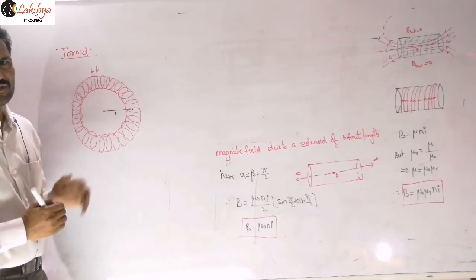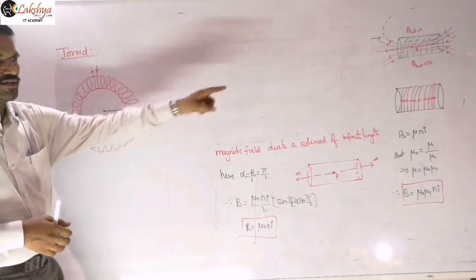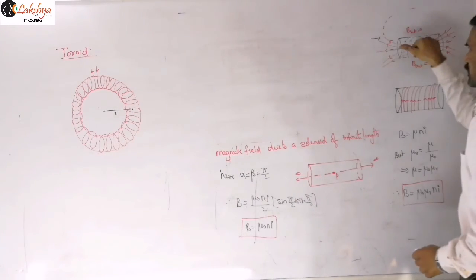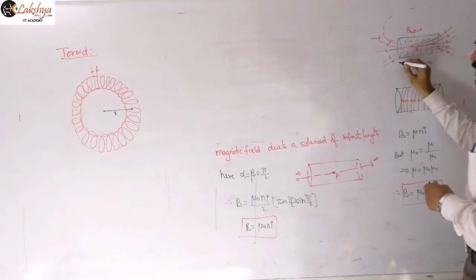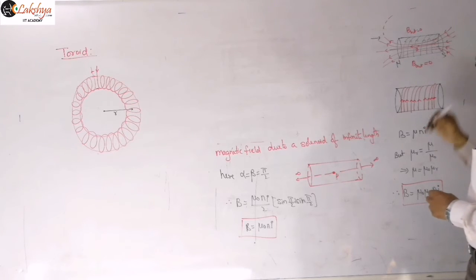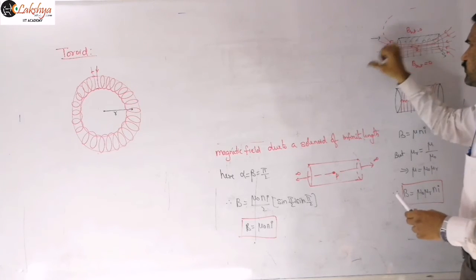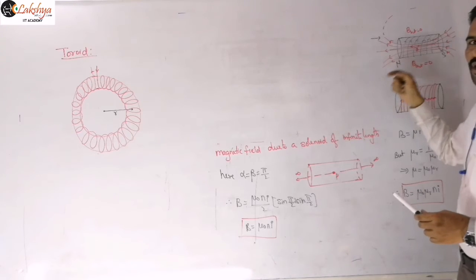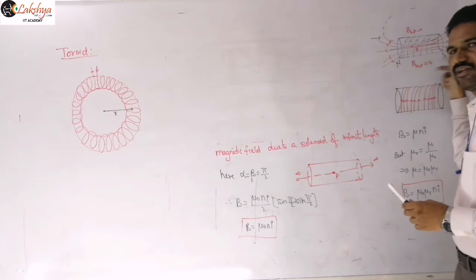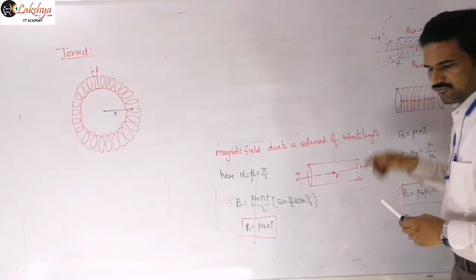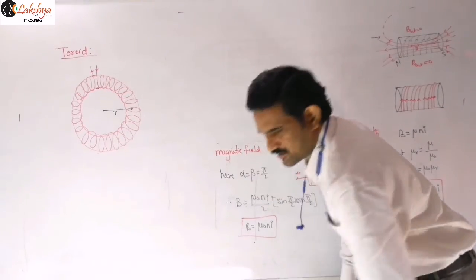No pole will be there for this magnet. You can't define any pole for this magnet. For this one you can define. Like if the magnetic field is coming out here, then this will behave like a north pole and this will behave like a south pole, because the lines of force will come out from this magnet. In case of a bar magnet, they come out from the north pole and enter the south pole. So for this solenoid, we define the poles like this, right?